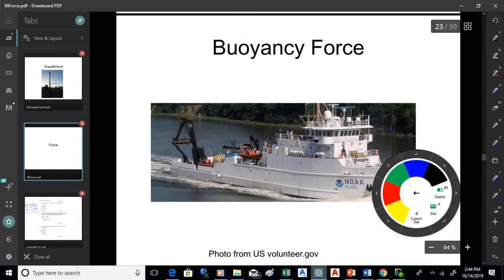Another application of force is called buoyancy force, and that's the force that allows boats to float. Okay, so that boat might well be made out of steel or something like that, which of course is quite heavy, but if you shape it so it's hollow, you can have it float.